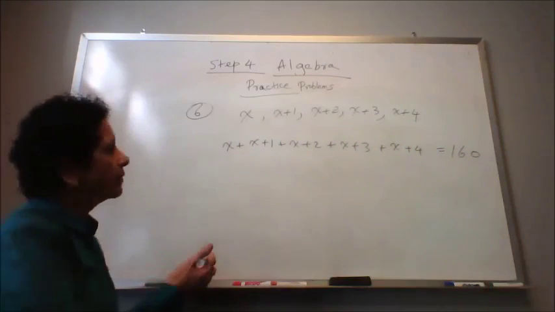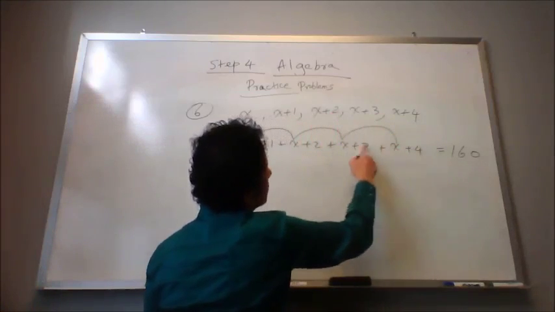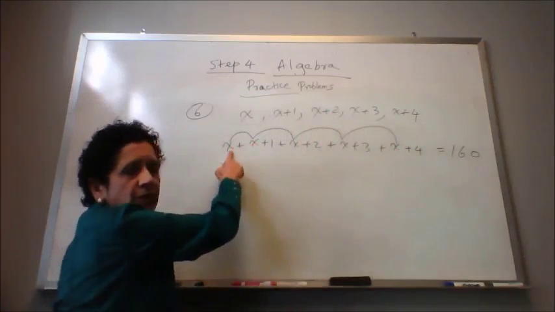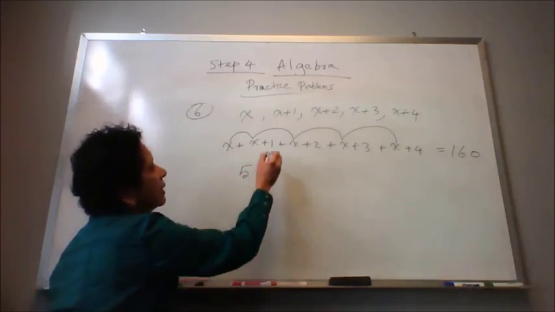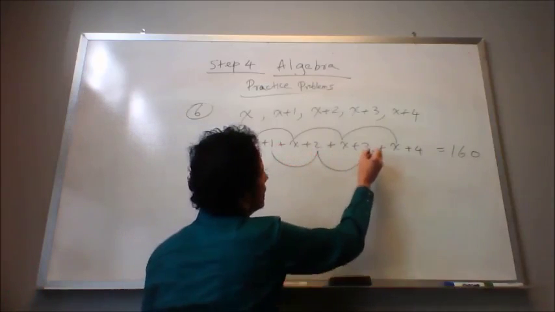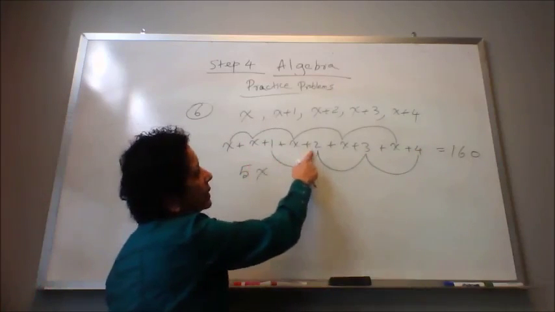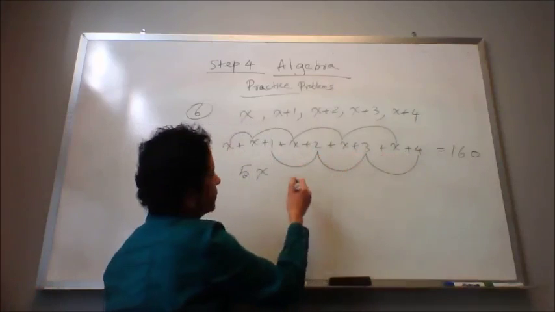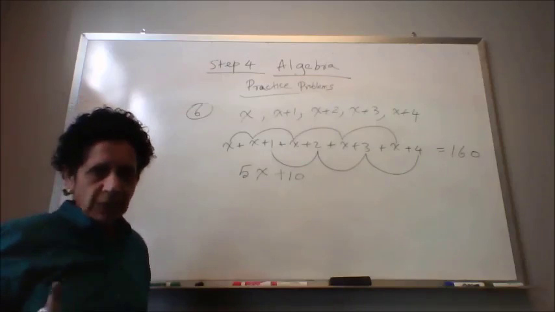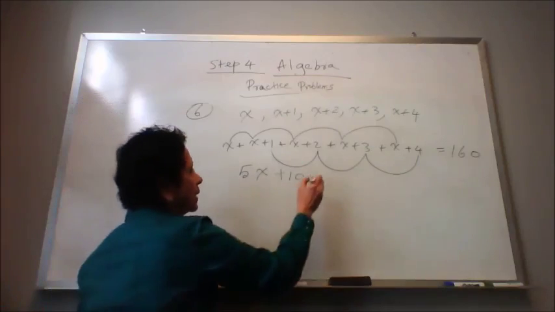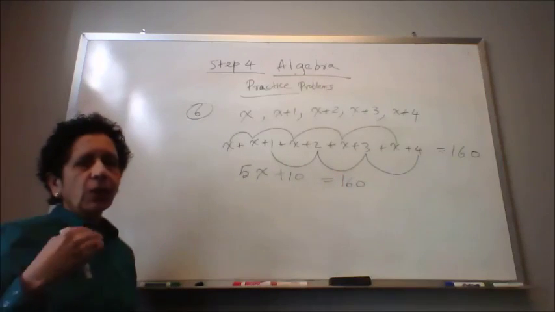Now we know how to simplify this, because we can combine all the like terms. All the x's: 1, 2, 3, 4, 5 x's I have. So if I add all the 5 x's, I have 5x. Then I've got the numbers 1, 2, 3, 4. If I add all the numbers, 1 plus 2 is 3, 3 plus 3 is 6, 6 plus 4 is 10, right? So I have to add all the letters and all the numbers. That's how I simplify the expression, right? And then on the right hand side, I have 160. So now I've got an equation. Now I know how to solve it, right?